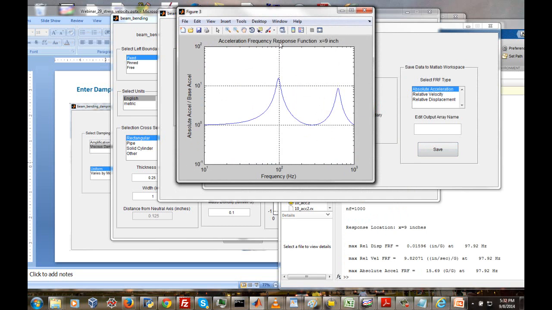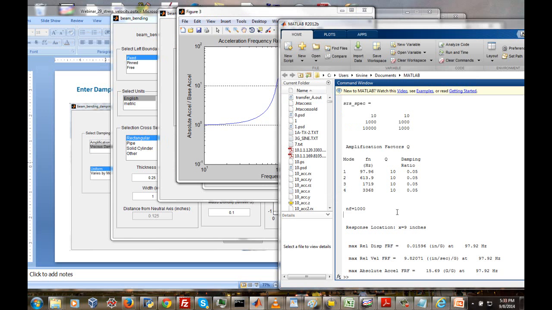So acceleration frequency response function for x is equal to 9 inches. So this is the absolute acceleration divided by the base acceleration. In other words, g out divided by g in versus frequency in hertz. And you can clearly see the fundamental mode there.